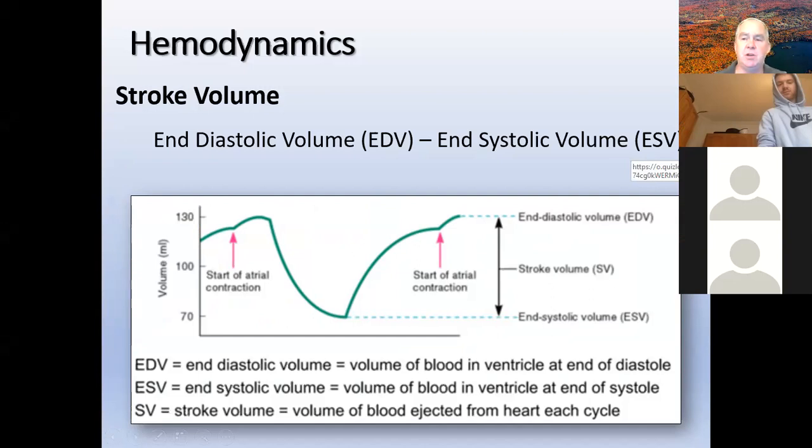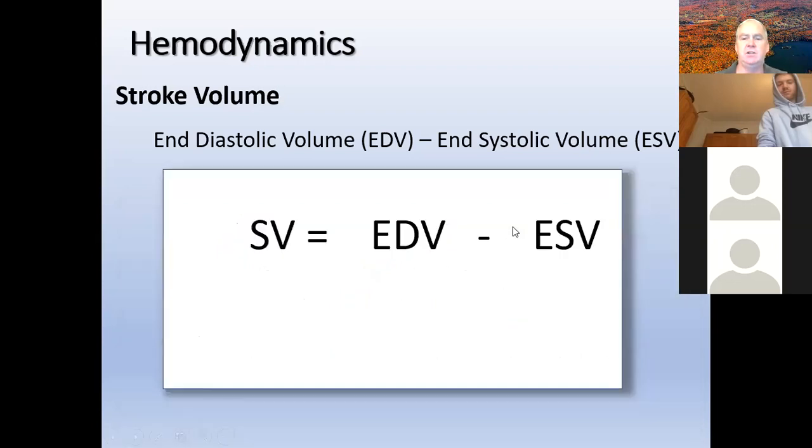Now, much more complicated is stroke volume. First, we'll define stroke volume. Stroke volume is the difference between end diastolic volume and end systolic volume. So this is the volume in the ventricle when it's totally filled, and this is when it's through contracting. So when we contract, we subtract end systolic volume from the end diastolic volume, that's the stroke volume.